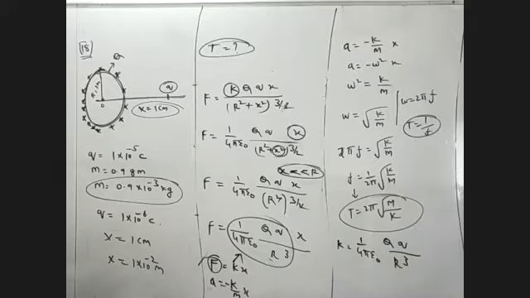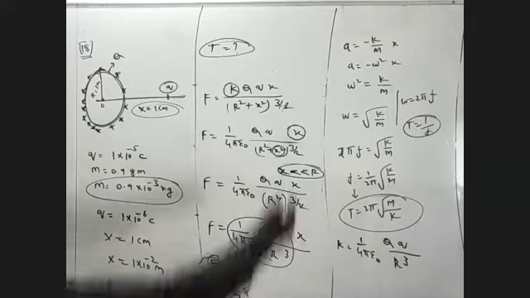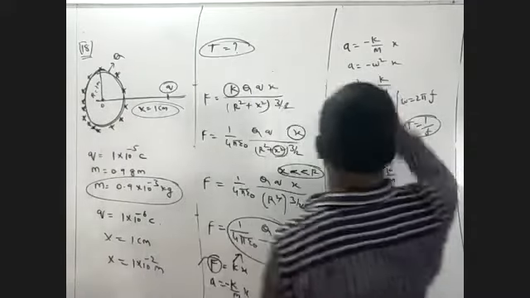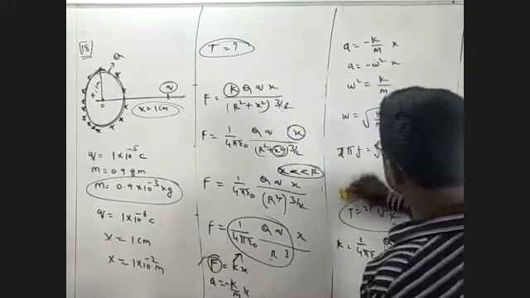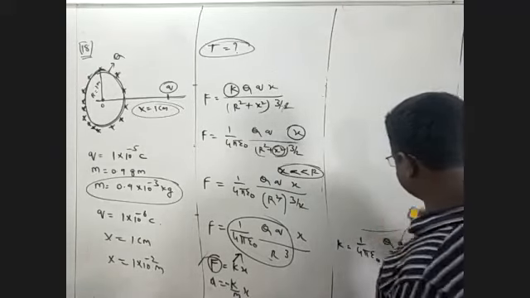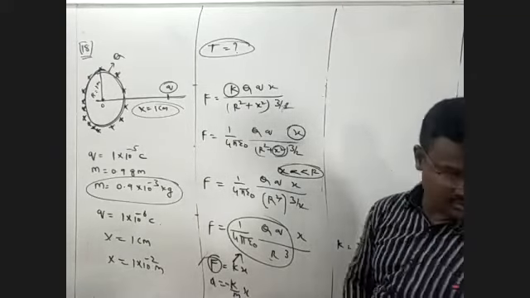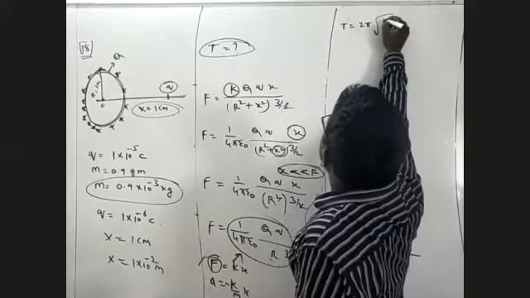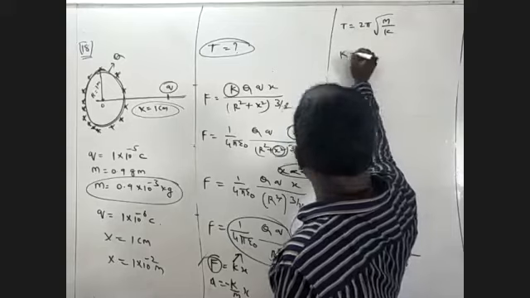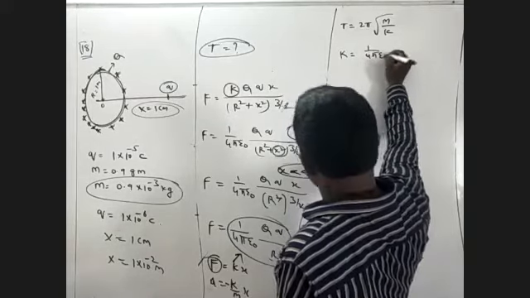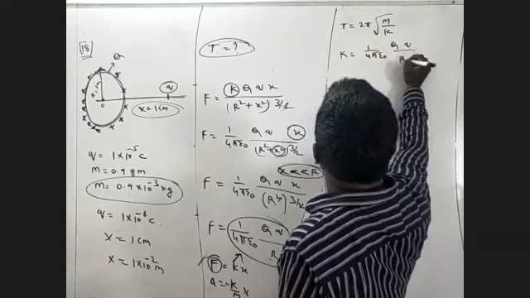Now, what are we going to do here? There is a general equation, and you know this very well. Now I am going to write the simplification. T is equal to 2 pi root of m by k, but the k value is equal to 1 by 4 pi epsilon naught, capital Q small q by R cube.